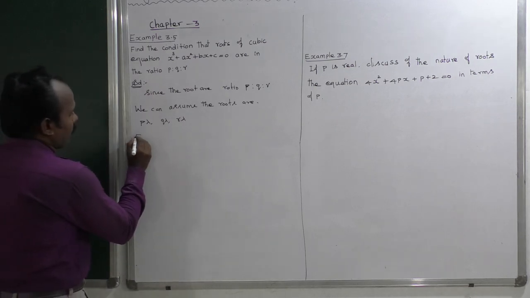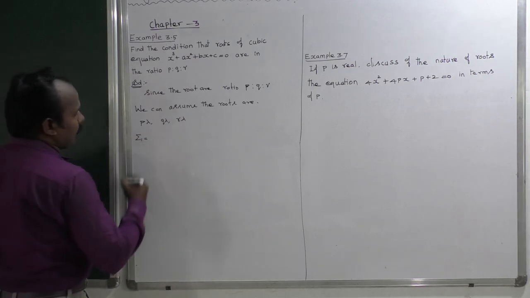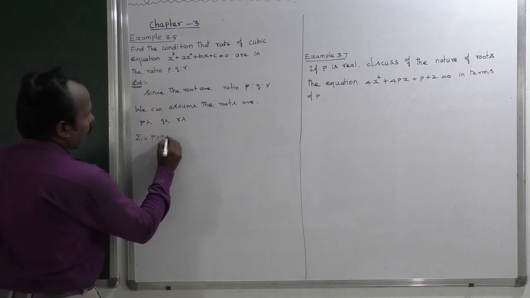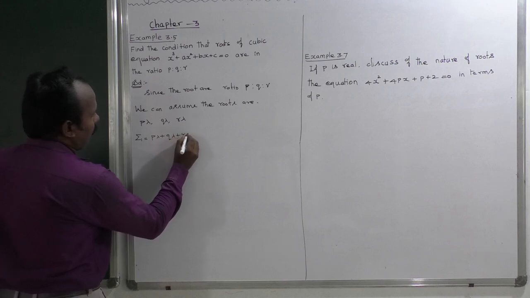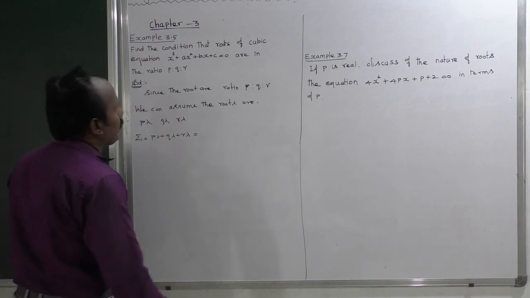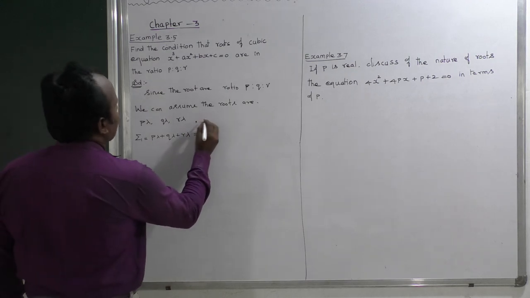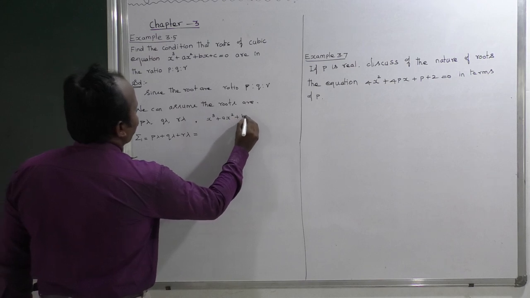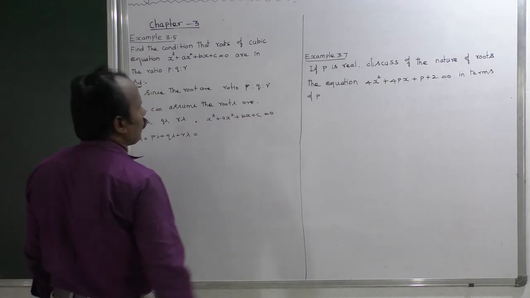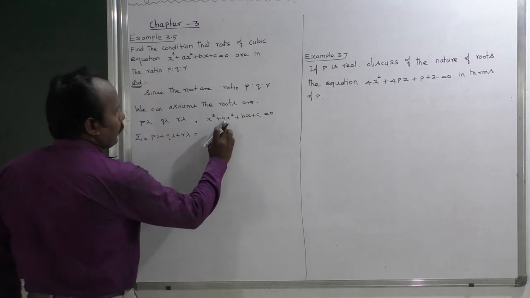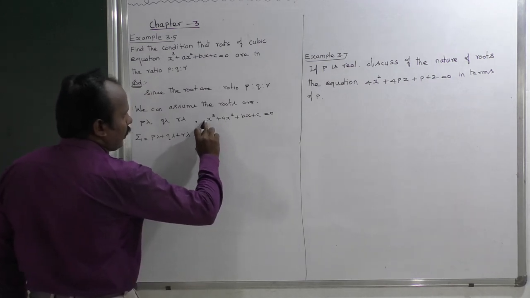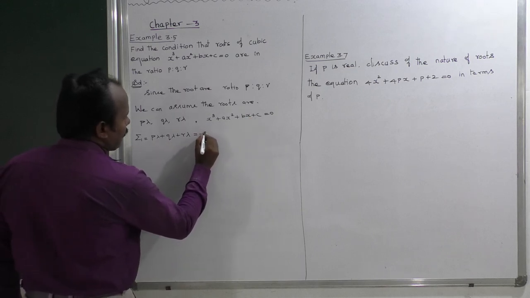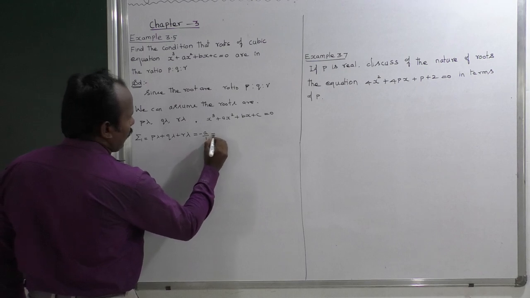First, find the summation one, the sum of the roots: p lambda plus q lambda plus r lambda. The given equation is x cube plus a x square plus b x plus c equal to 0, with coefficients 1, a, b, c, so the sum is minus a divided by 1, which is minus a.